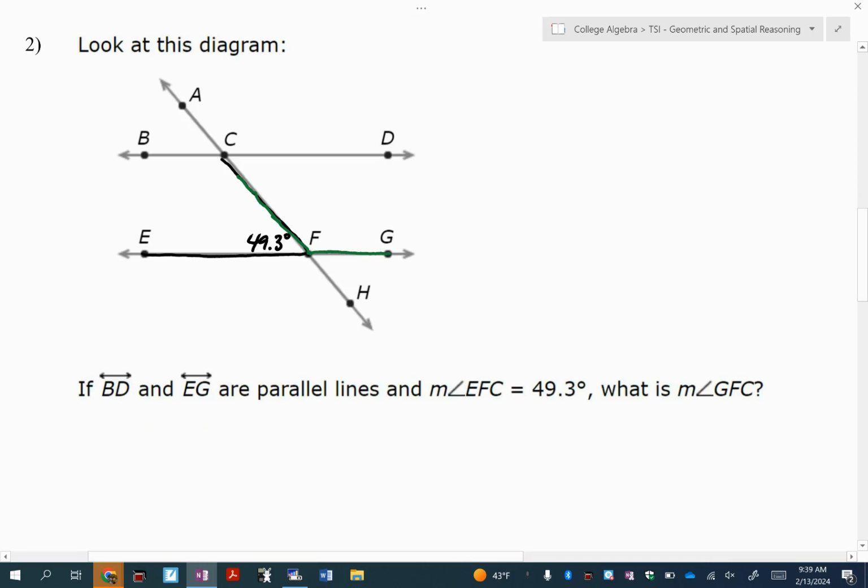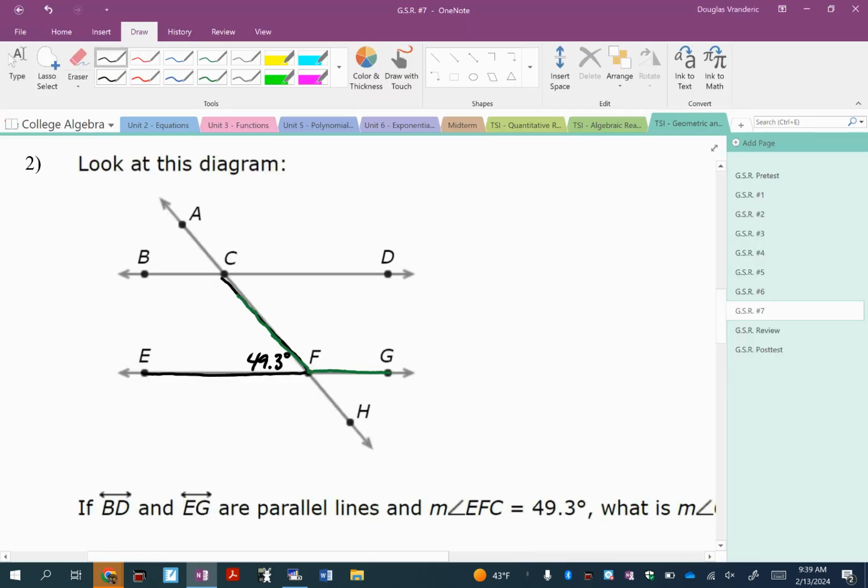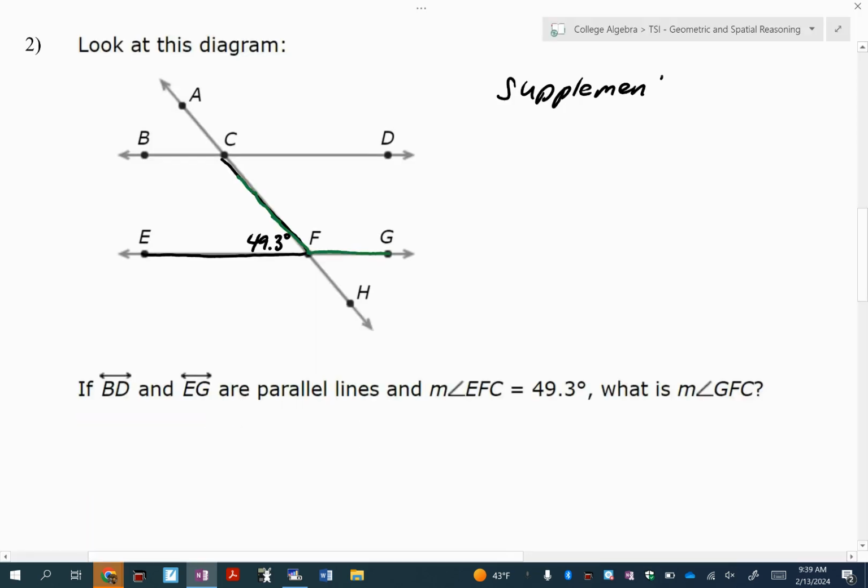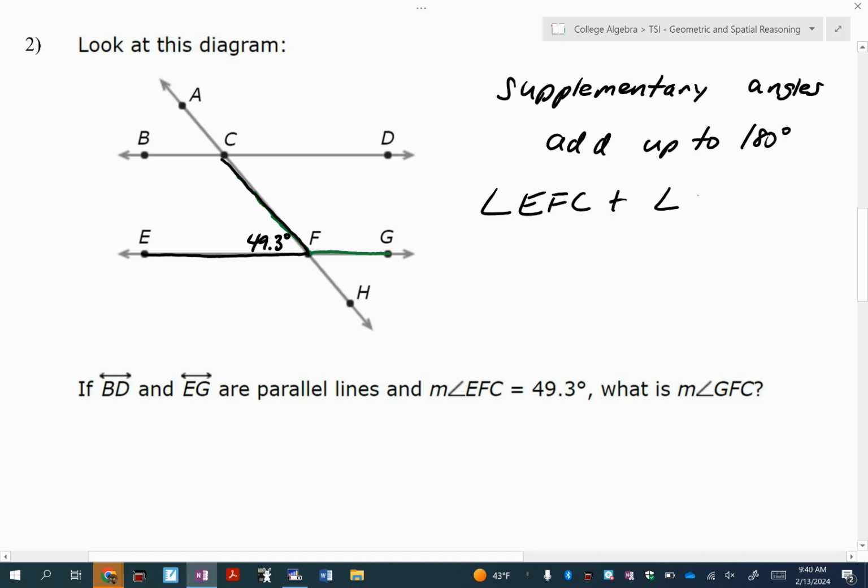All right. Now, do you see what I mentioned on that last one, if I'm looking for this angle and they give me this angle, these are called supplementary angles. So to find out this missing angle, I know that these two angles, if they're supplementary, have to add together to give you 180 degrees. So I'm just going to do subtraction to find this one, okay? So I'm going to put that word so you see it, supplementary angles. That means they add up to 180 degrees. So I'm going to do angle EFC plus angle GFC equals 180 degrees.